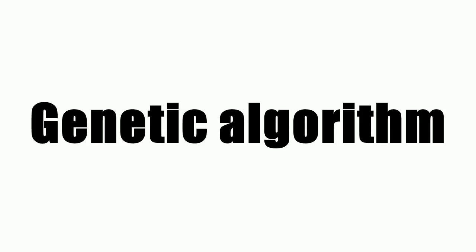In the field of artificial intelligence, a genetic algorithm is a search heuristic that mimics the process of natural selection. This heuristic is routinely used to generate useful solutions to optimization and search problems. Genetic algorithms belong to the larger class of evolutionary algorithms, which generate solutions to optimization problems using techniques inspired by natural evolution, such as inheritance, mutation, selection, and crossover.